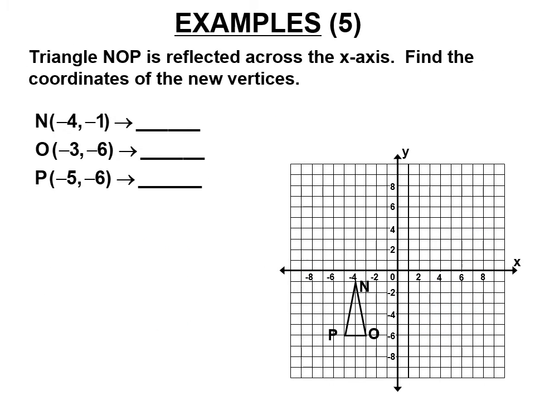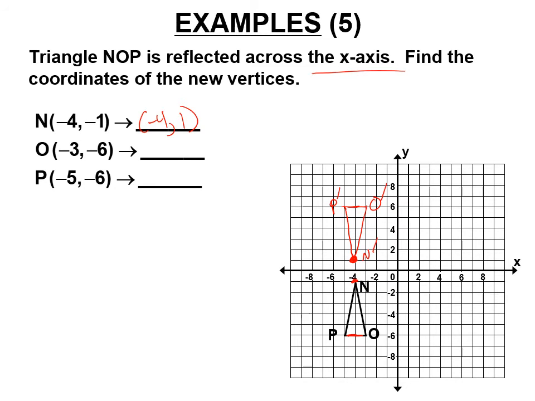Well, let's see. Oh, we're not there yet. We're going to do one more across the x-axis. So this one flips over there. It's at -1. It's going to go up to +1. This end is at -6, so it's going up to +6. And so this is P', this is O', and this is N'. So we're flipping across the x-axis, so the y-coordinate becomes its opposite.